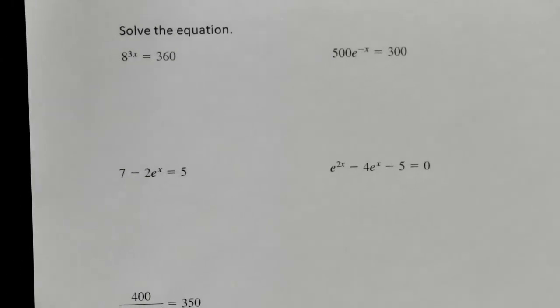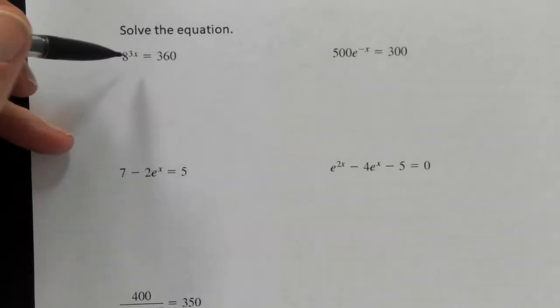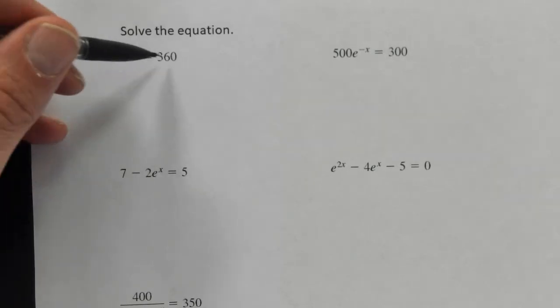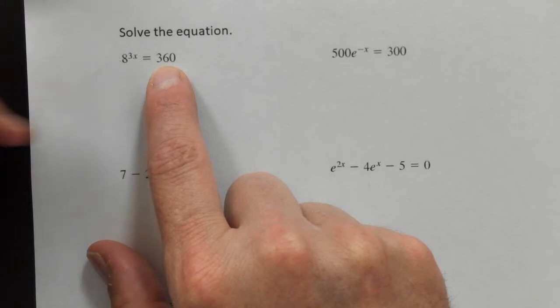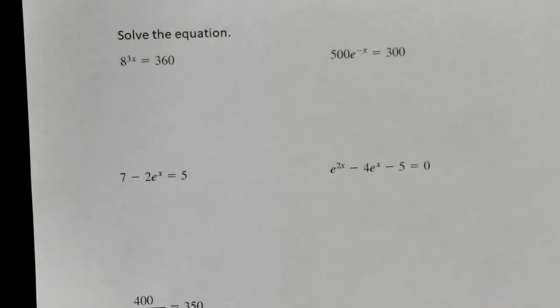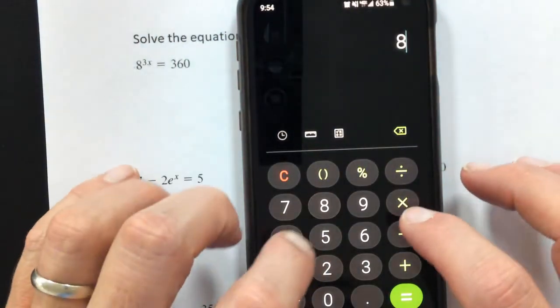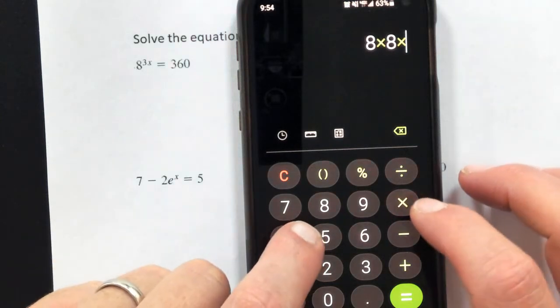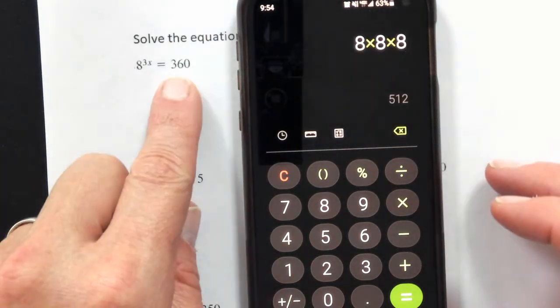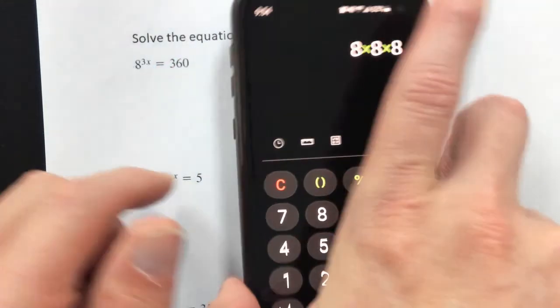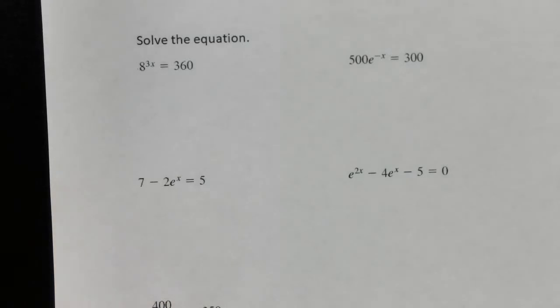Okay, so now we actually get to some problems that we can solve. All right, so the first one, we're trying to solve 8 to the 3x power equals 360. Remember, our first strategy should be, let's try to get the bases to match. Well, it turns out that you can't get the bases to match integrally, because if I go 8 times 8 times 8, I'm already past 360 right there. So I can't write this as 8 to some power, right? So we have to use another method. Can't get the bases to match.